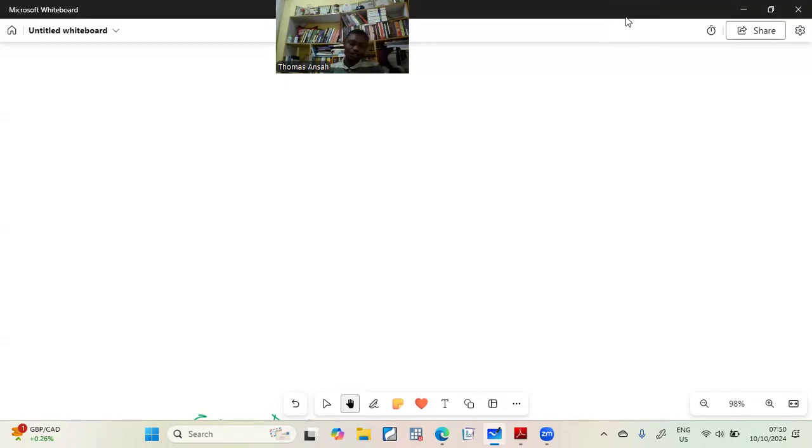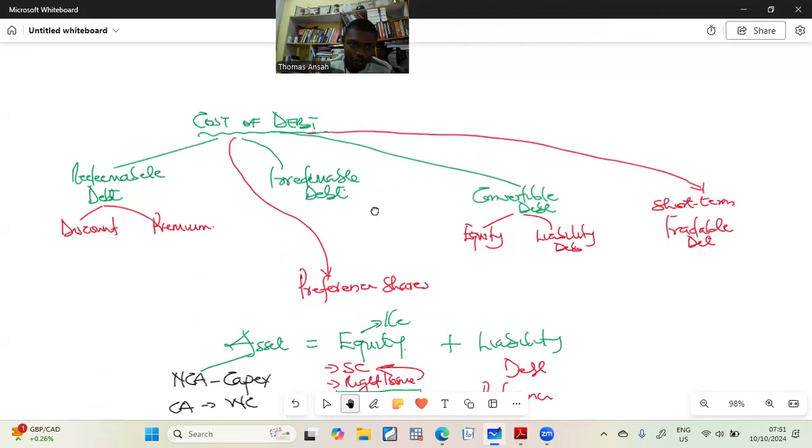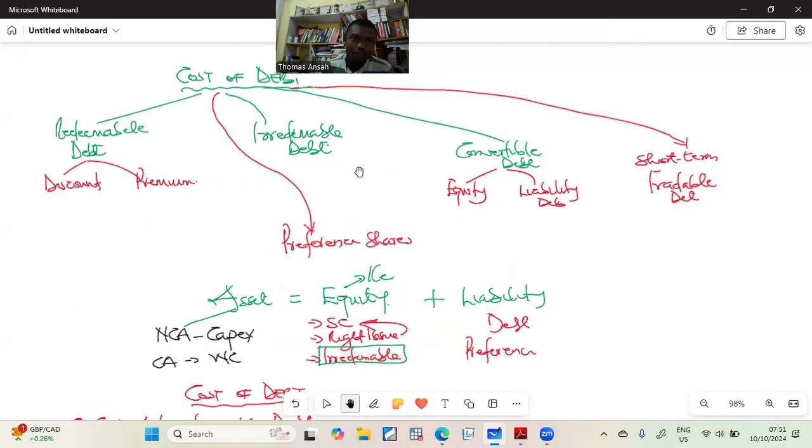All right, so you look at it from this front. These are the cost of debts that we're going to look at. Now, the debts we have include redeemable debt. It also includes irredeemable debt. The redeemable debt can be redeemed at a discount or at a premium. We have irredeemable debts, all right, those that are not even redeemed at all.